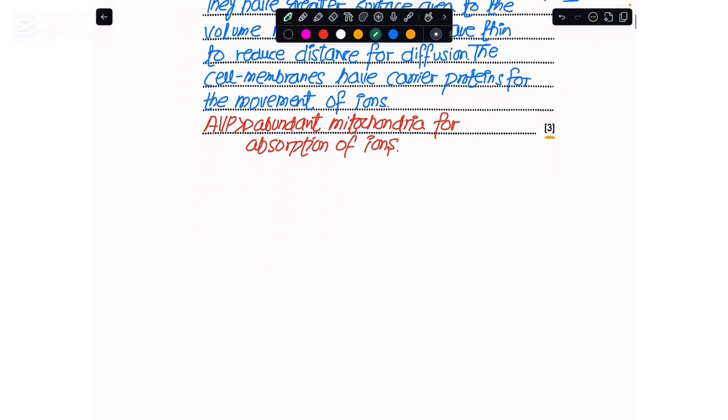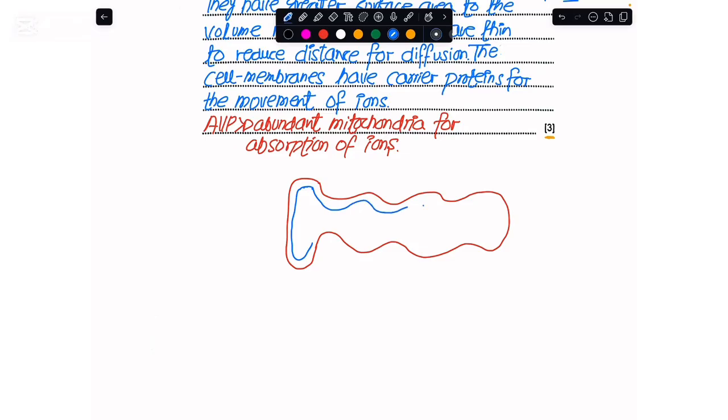So if I were to make the diagram for the root hair cell, as I have shown you above, we have their cell wall, and the cell wall goes like this. And immediately below the cell wall, you see I have got their membrane, and that membrane is the cell membrane, and in the cell membrane there happens to be the presence of specialized proteins. And these specialized proteins, we say they are the carrier proteins. Now we have to tell our examiner how this root hair cell is adapted for the movement of the ions.